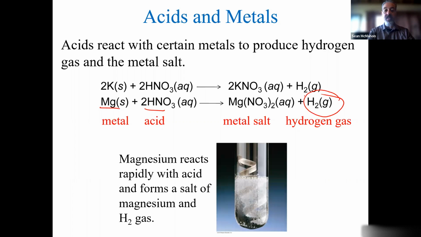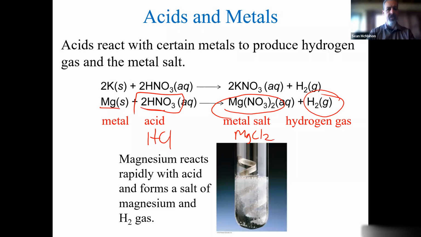So we've seen this. We add magnesium to an acid and it bubbles and releases heat. This is actually an exothermic reaction, and I produce the metal salt, which is magnesium nitrate in this case. I think in my lab we used hydrochloric acid, so you would have been given magnesium chloride, but you would still produce the hydrogen gas once you threw the magnesium in there.